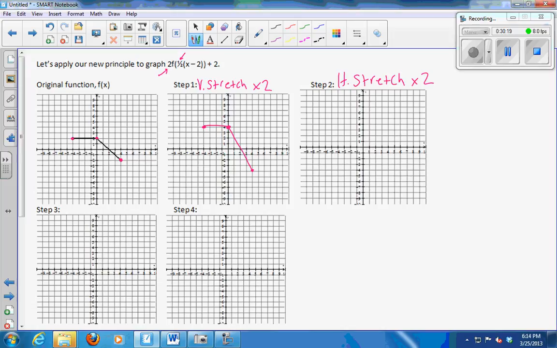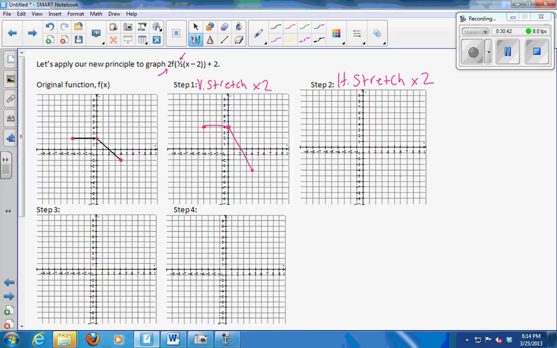Okay. So it's horizontal because it's affecting the input. It's on the inside of the parentheses. And it's either a stretch or a shrink because it's multiplication. And I know it's a stretch because that number is small. And when you're inside the parentheses, you kind of get the opposite of what you expect. So it's a stretch. Factor is the reciprocal of 1/2, which is 2.